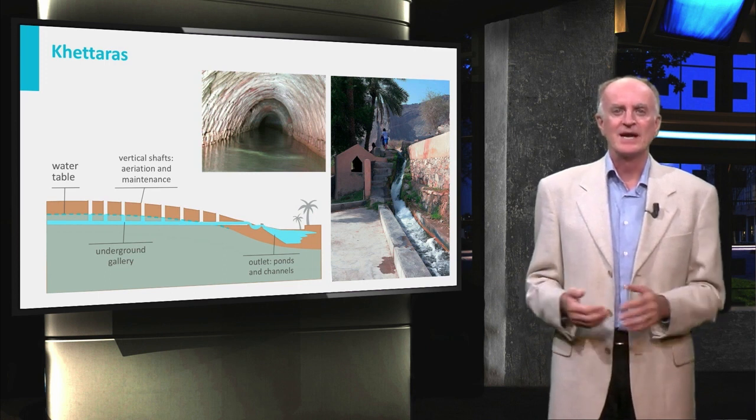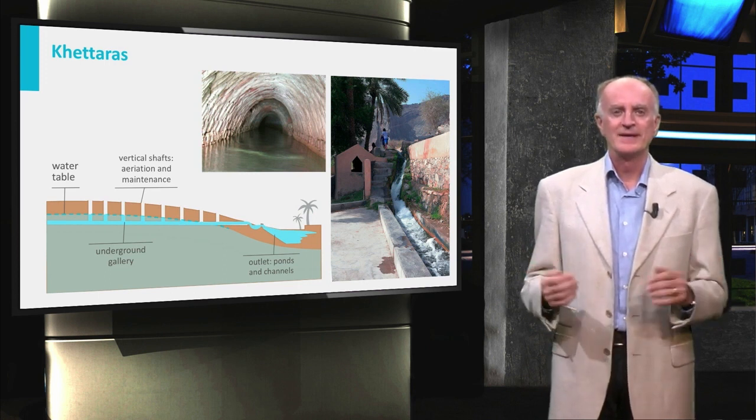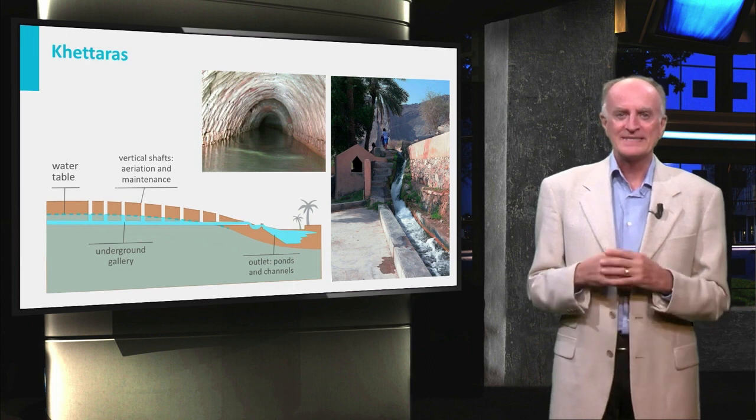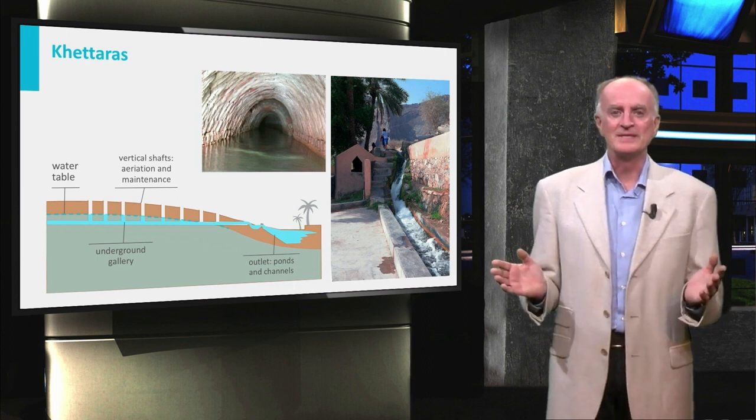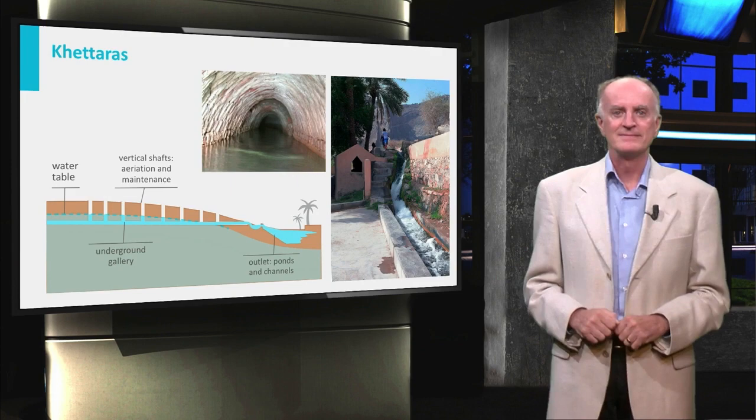These systems are called cataracts. In some places of Morocco, there are tens of these tunnels feeding communities and their activities.